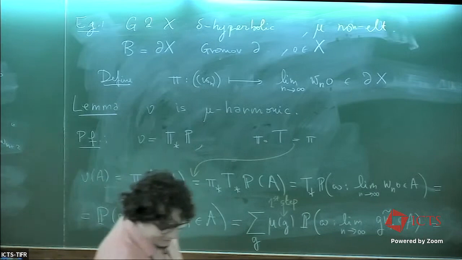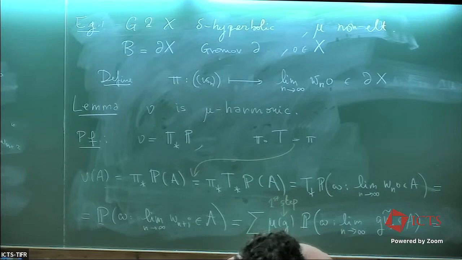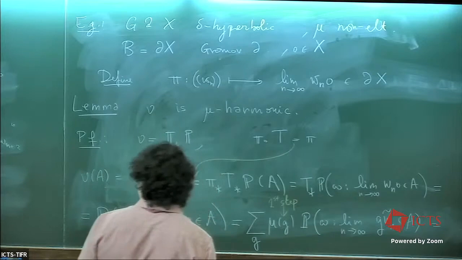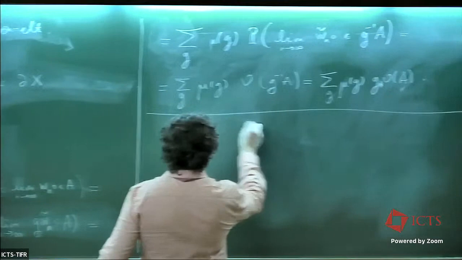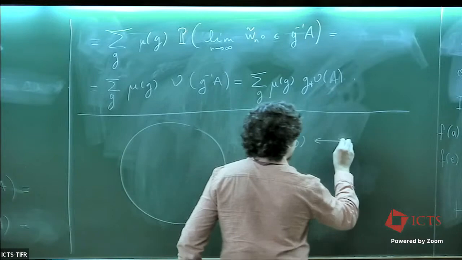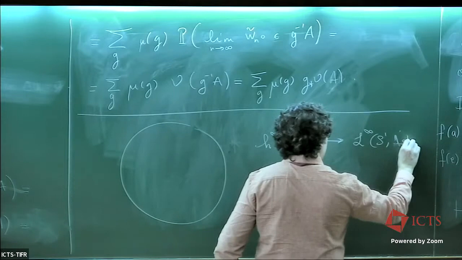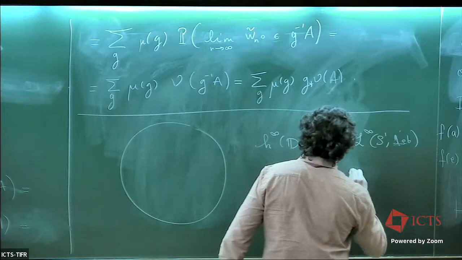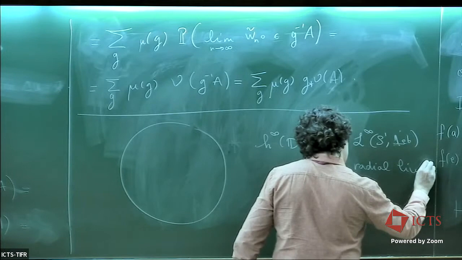Yeah. Okay. So, right. So now we are ready to define the analog. So remember that we had this picture of H infinity of D, which is dual to L infinity of S1, the Lebesgue measure, right? And so remember that on the one hand, this is the radial limit, and this would be convolution.